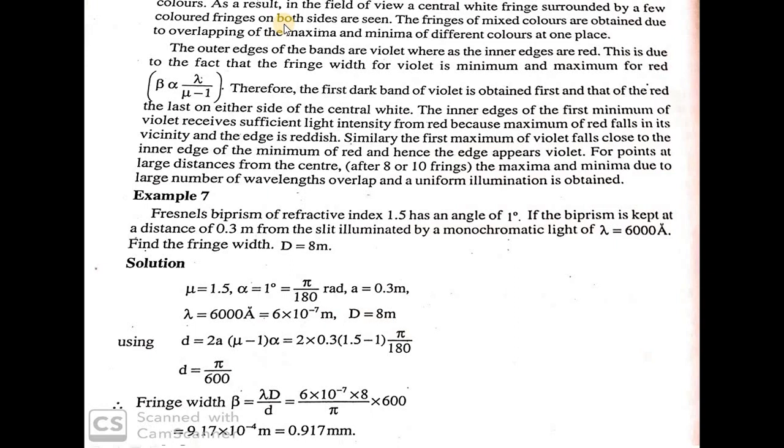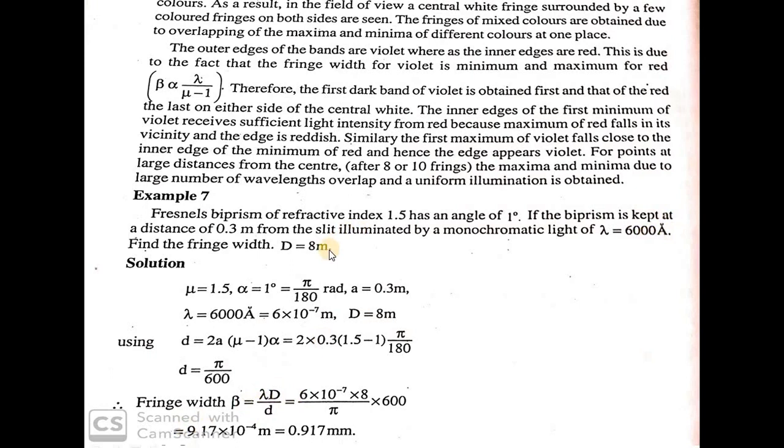So, while dealing with some of the problems, I'll read out the question, just write it down in your notebook. A Fresnel biprism of refractive index 1.5 has a refracting angle 1 degree. The biprism is kept at a distance of 0.3 meter from the slit. Okay, so the distance that we have obtained is A. It is illuminated by a monochromatic source of wavelength 6000 Angstrom. You have to find the fringe width. And D is given to be 8 meters. First we know the equation for fringe width: beta is equal to lambda D by d. Lambda is given in the question, it is 6000 Angstrom.